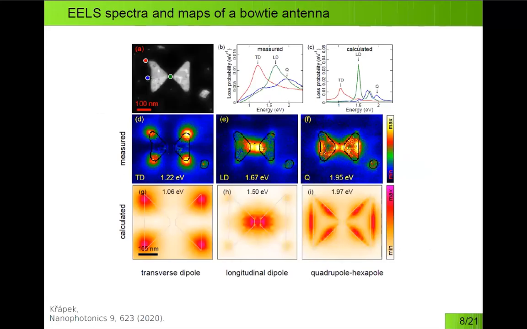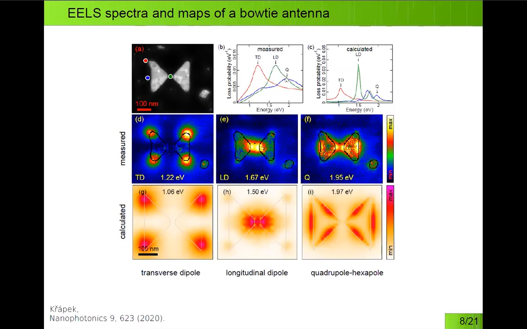First, for the bowtie antenna, we recorded the loss probability spectra for three specific points of high symmetry. And we observed, let's say, three distinct peaks. They somehow correspond to dominant modes, and some peaks also comprise several modes.